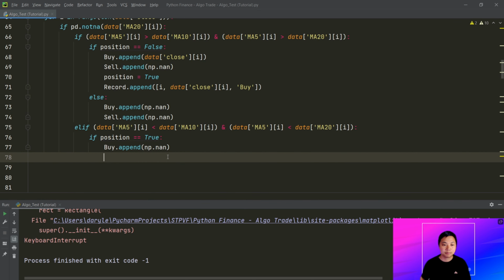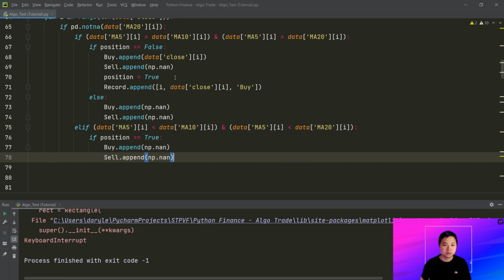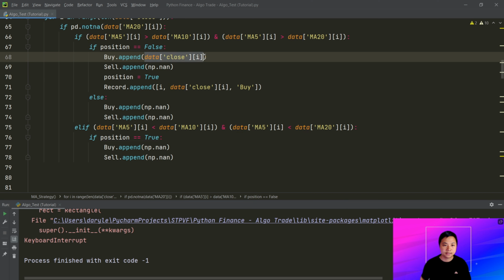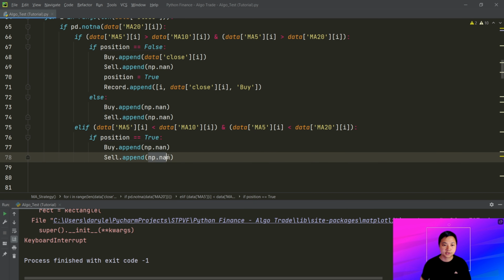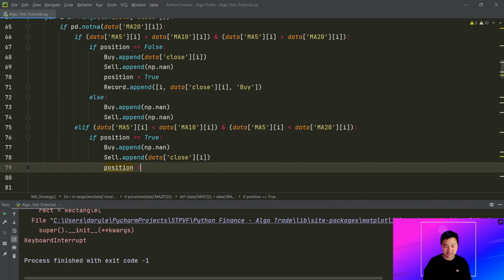So the buy appends NaN, but the sell, this time, we are not going to append the NaN. We just append the price over here. So that is the selling price. And because we just sold the stock, what we are going to do is set the position back to false.